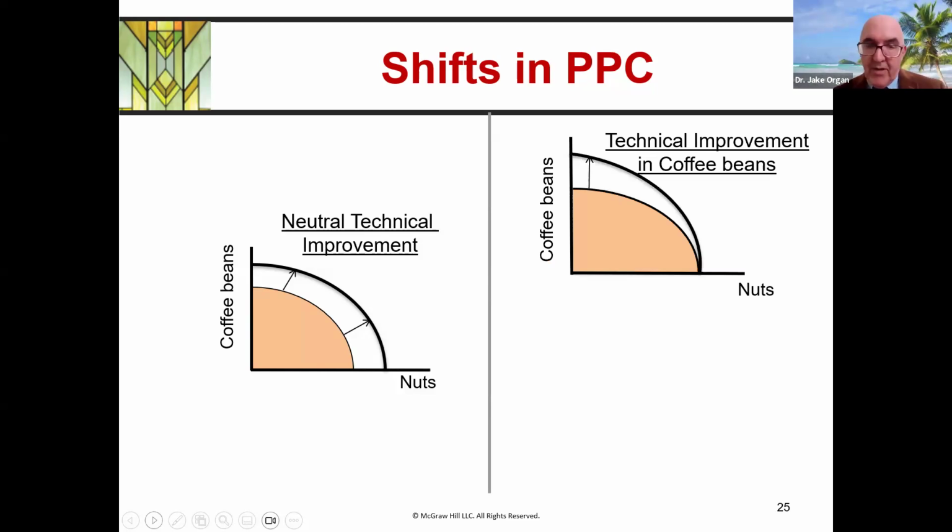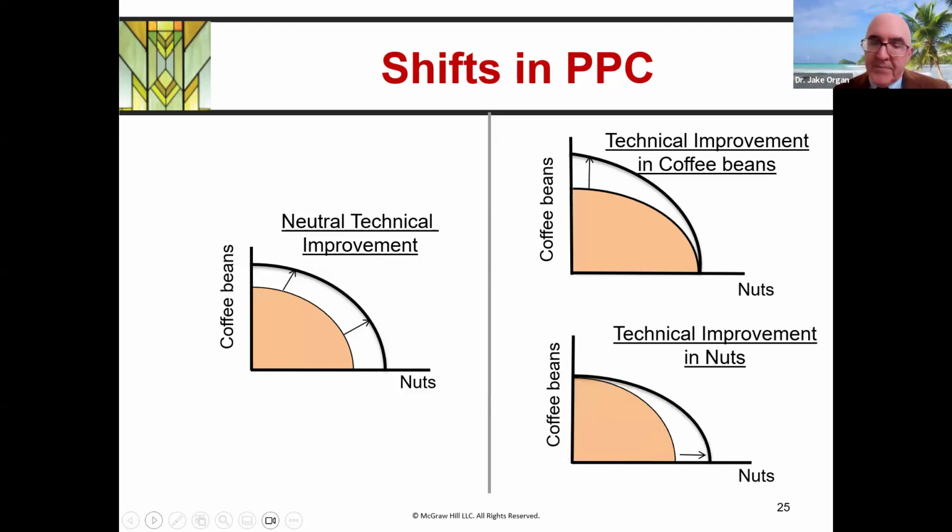Maybe there's a technical improvement in everything. So suddenly there's just better machines for everything. There's coffee, beans, and nuts. The entire production possibilities frontier moves out. But then sometimes it's just with coffee beans. There's been a technical improvement. So this is how you would model it on our little model that we've created.